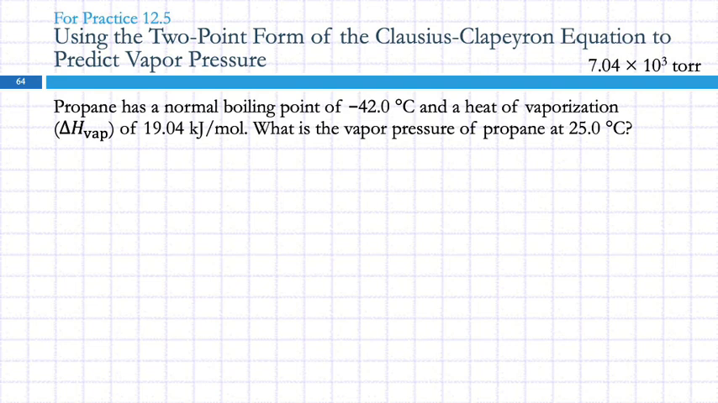So here's an example of that. Propane has a normal boiling point of negative 42 degrees Celsius and a heat of vaporization of 19.04 kilojoules per mole. What is the vapor pressure of propane at 25 degrees Celsius? So we've got some numbers here, and we've got a question with the vapor pressure. So this is going to use that 2-point form of the Clausius-Clapeyron equation, which you do not need to memorize. That would be given to you.